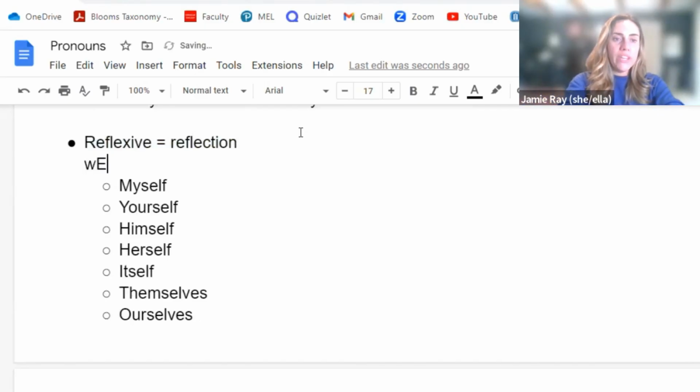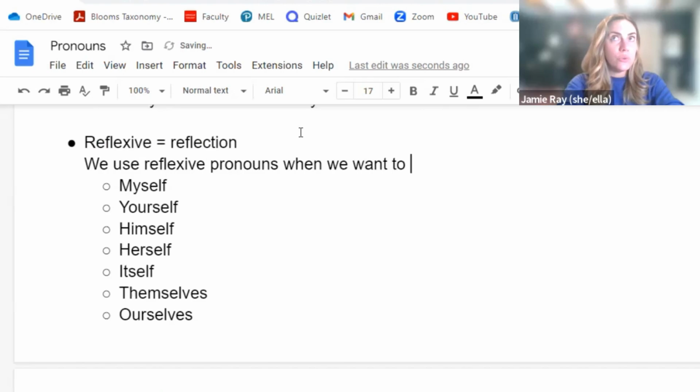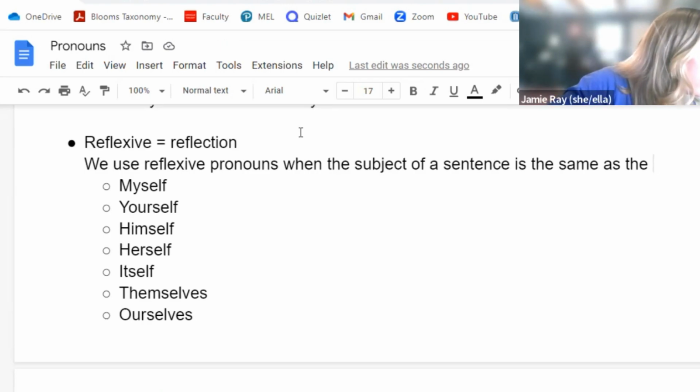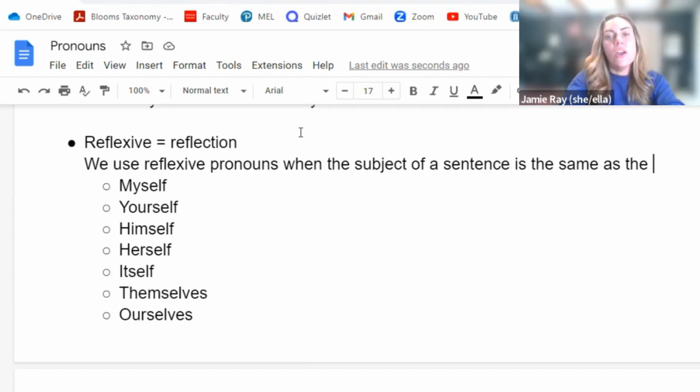Okay, so in other words, we use reflexive pronouns when we want to. Well, let's just do it like this. When the subject of a sentence is the same as the, how do I explain this? I just taught this in my class. Right, okay, right. When the subject of the sentence is the same as the object, that's it.